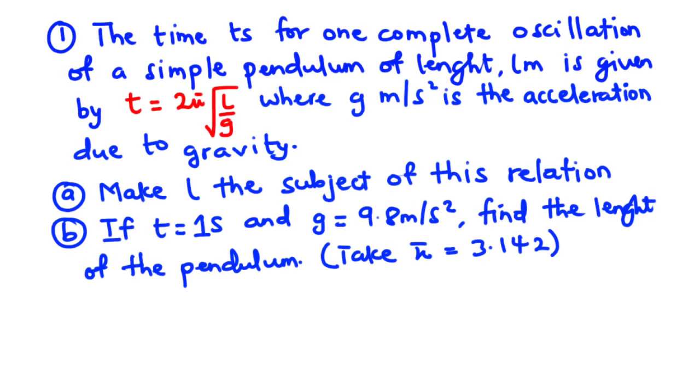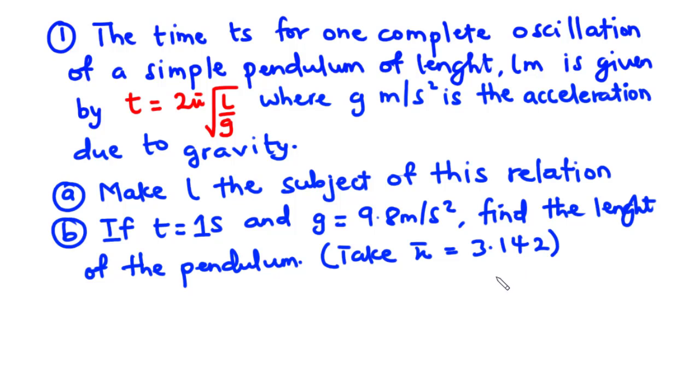So for the first question, we have the time t in seconds for a complete oscillation of a simple pendulum of length L in meters is given by the relation t equals 2 pi multiplying the square root of L over g, where we have the acceleration due to gravity in meter per second squared. Now for A, we are going to make L the subject of this relation, and then B, if t is equal to 1 second, and then we have g, that is the acceleration due to gravity, to be 9.8 meter per second squared, then we are going to find the length of the pendulum, given that we have the value of pi to be 3.142.